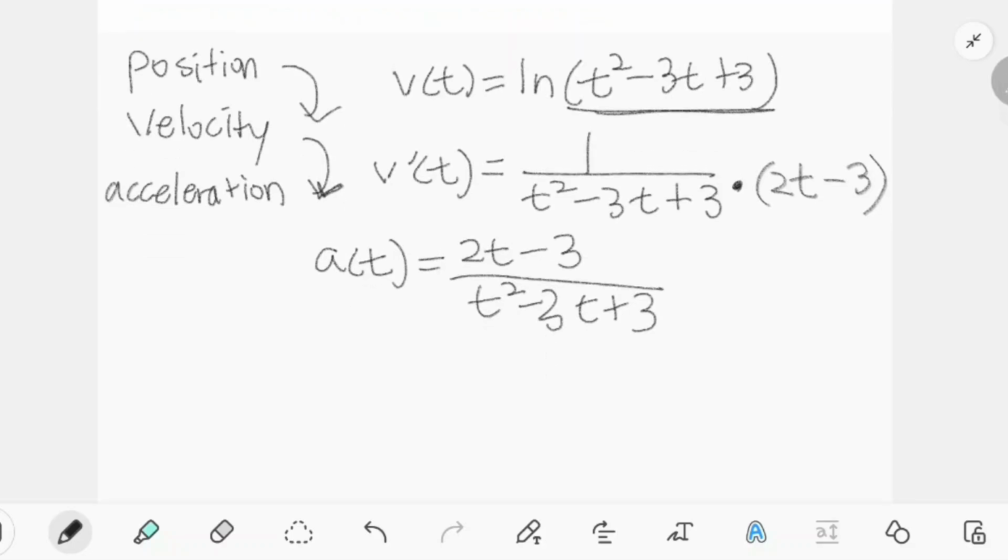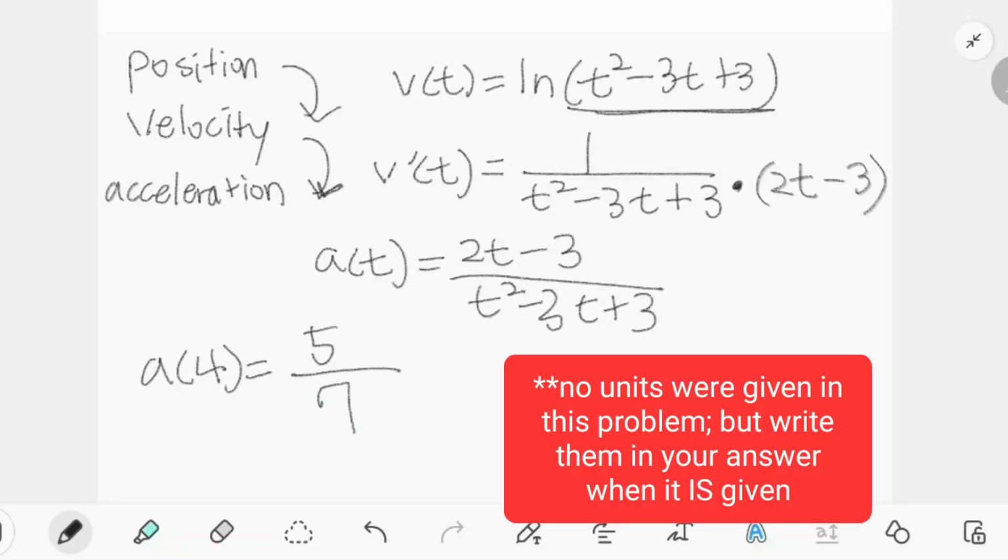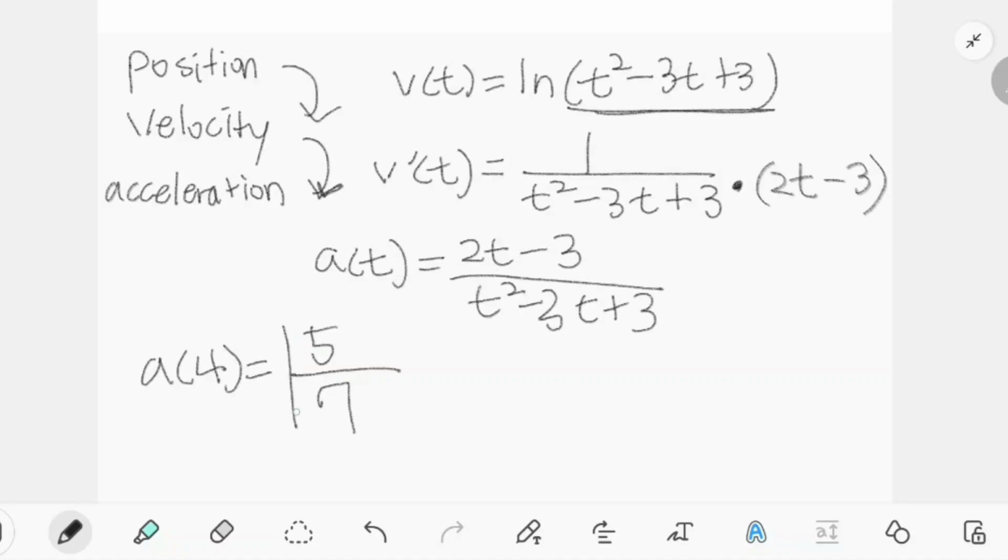We will then substitute 4 into t. So a of 4 is 8 minus 3, which is 5, over 16 minus 12 is 4, and then 4 plus 3 is 7. So we know that the answer to part A is 5 over 7.